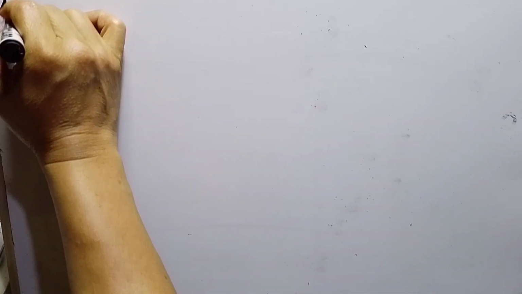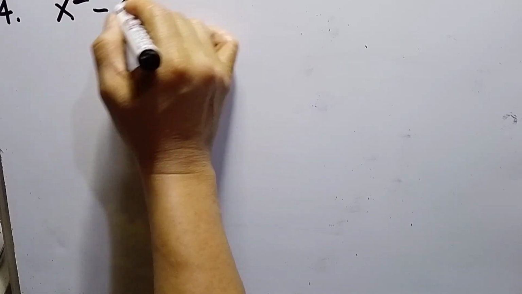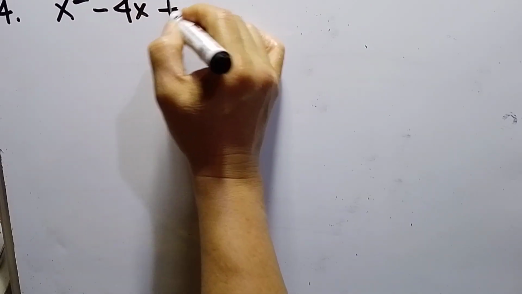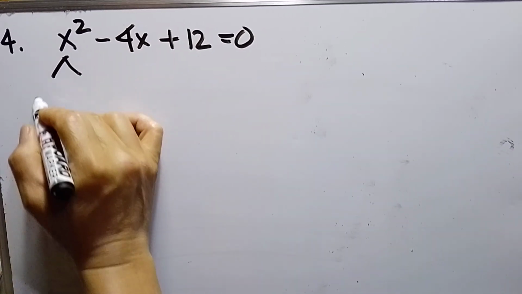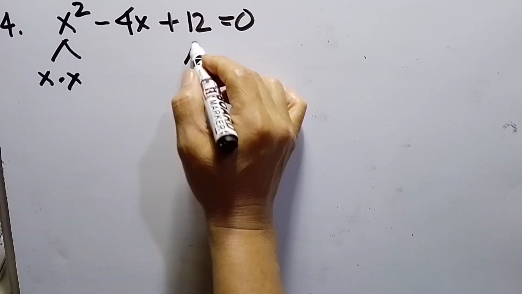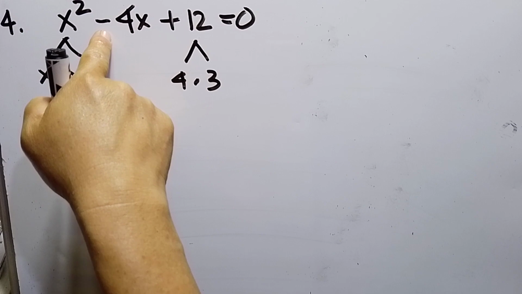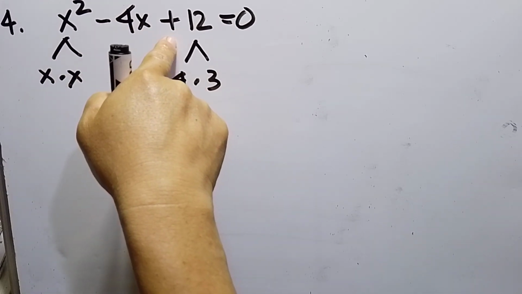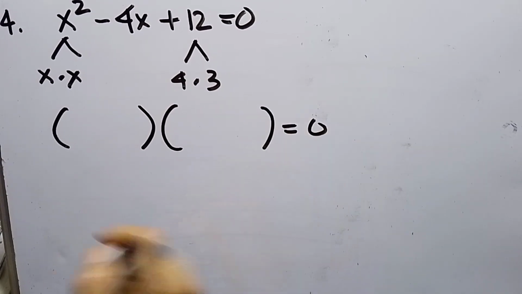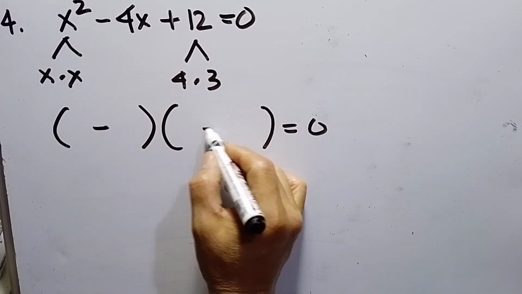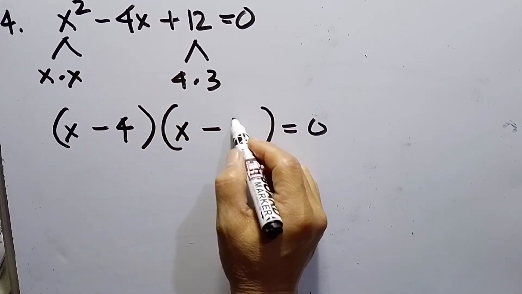Number 4, x squared minus 4x plus 12 is equal to 0. So factor out the first term, x times x, then this will be 4 times 3. Since this is negative and then the last term is positive, the factors are all negative. So this will be x, and then this will be 4, this will be 3.